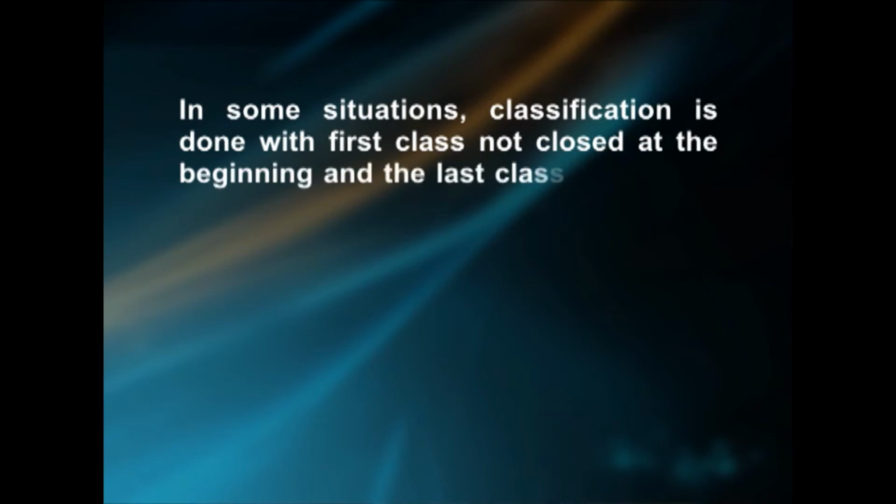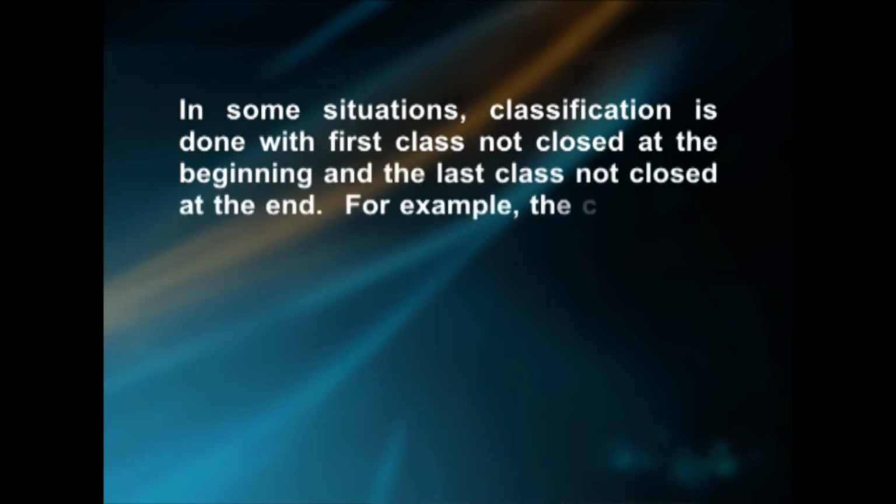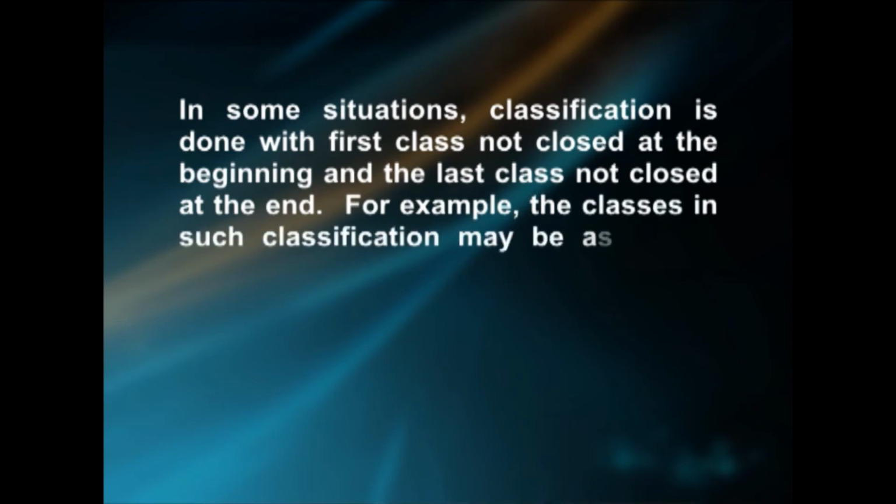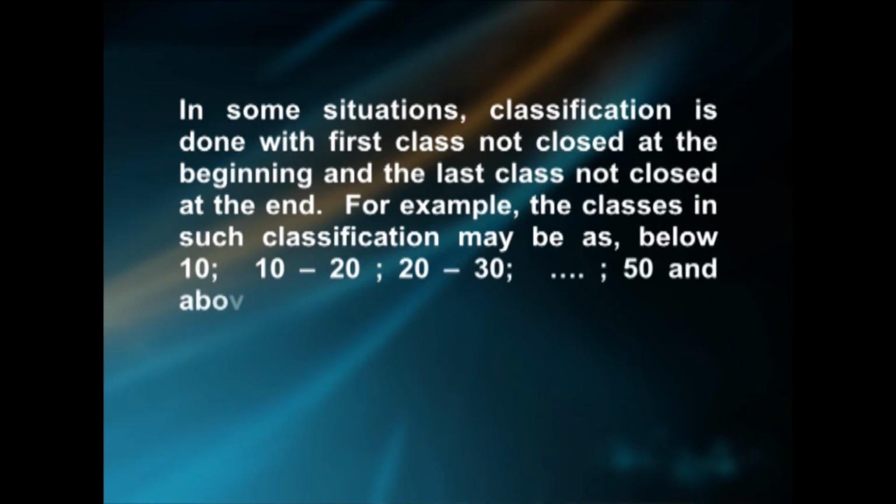10 to 20. In the inclusive method of classes, the lower limit of a class is the next value after the upper limit of the preceding class. Following are classes coming under the inclusive method: 0 to 9, 10 to 19, 20 to 29, etc. In some situations, classification is done with the first class not closed at the beginning and the last class not closed at the end. For example, the classes may be below 10, 10 to 20, 20 to 30, etc., 50 and above. This type of classification is the classification with open-ended classes.